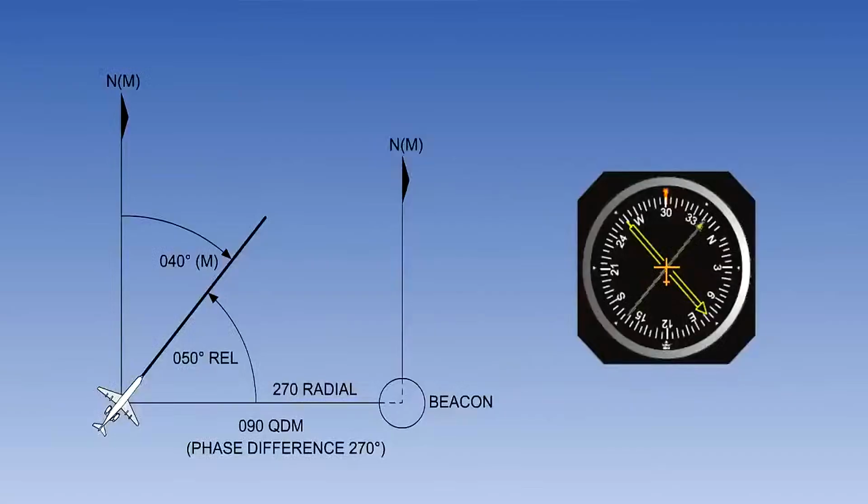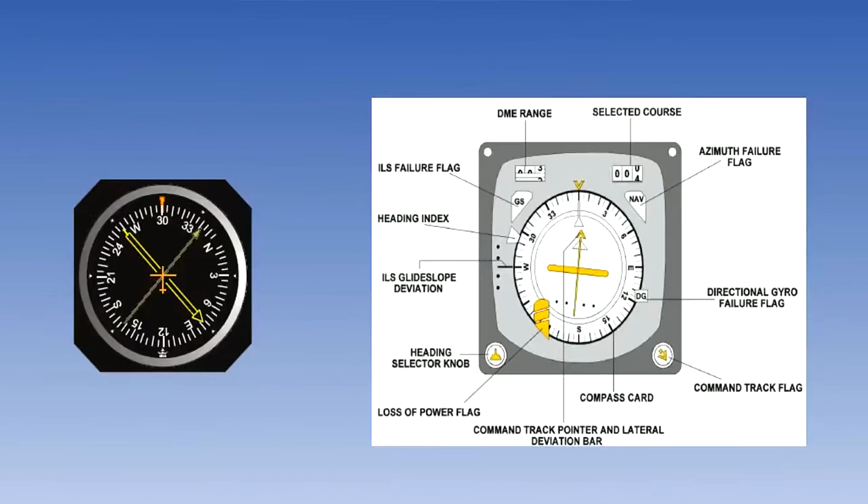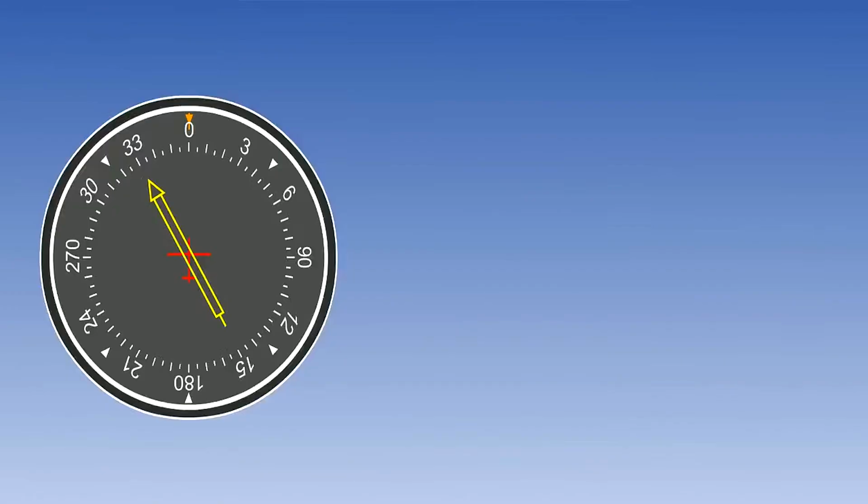In brief, the RMI shows the relative bearing of the VOR from the aircraft. The CDI shows the aircraft's deviation from a selected course to a VOR, as does the HSI. But the HSI also shows the aircraft's heading and selected track. Let's start with the RMI, which also appears in the NDB lesson.